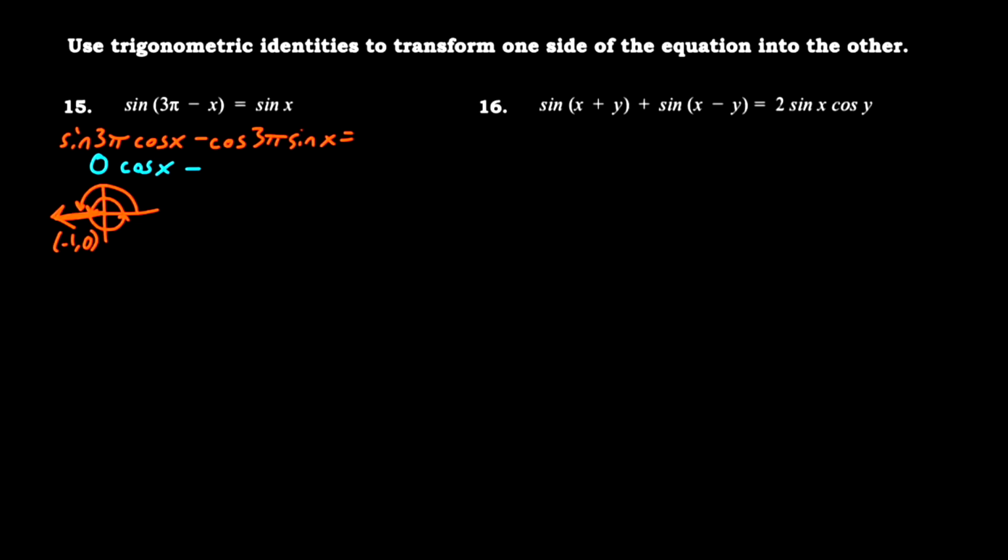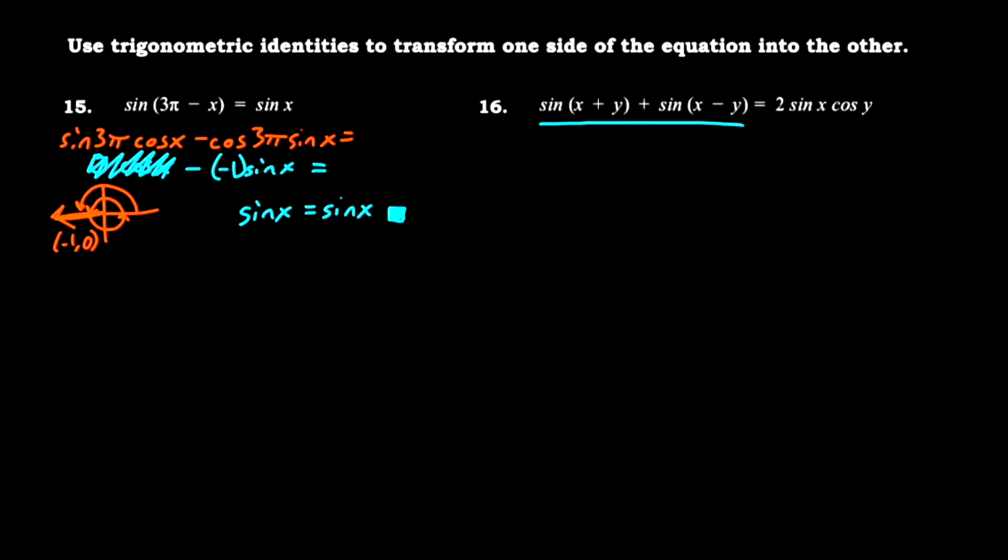So then we have cosine of 3 pi. Well, cosine is the x value, that would be -1. So -1 times sine of x. And this -1 is different from the negative outside there. So now I can cross out the 0 times cosine of x. The negative times -1 becomes positive, and we just have sine of x. So sine of x equals sine of x. So sometimes in these proofs, you will actually have to evaluate these little trig expressions.